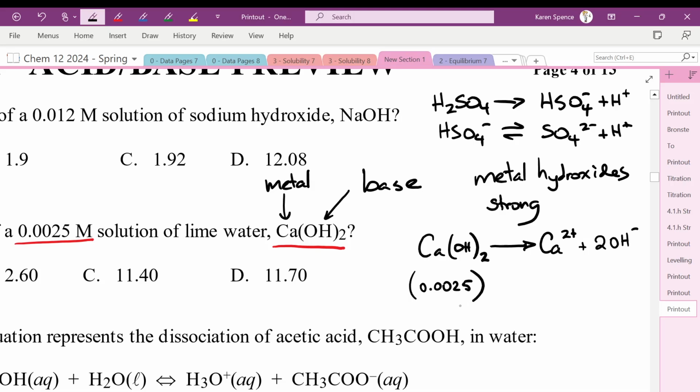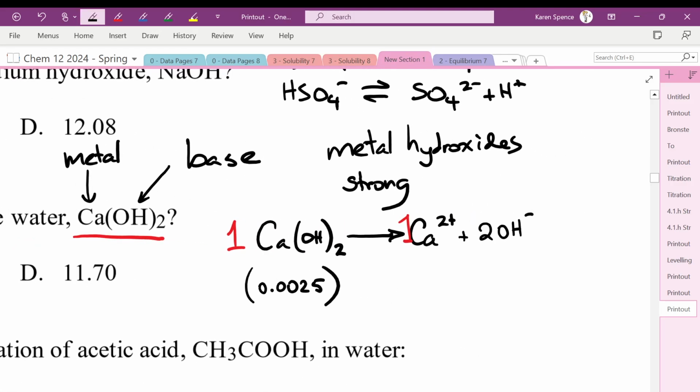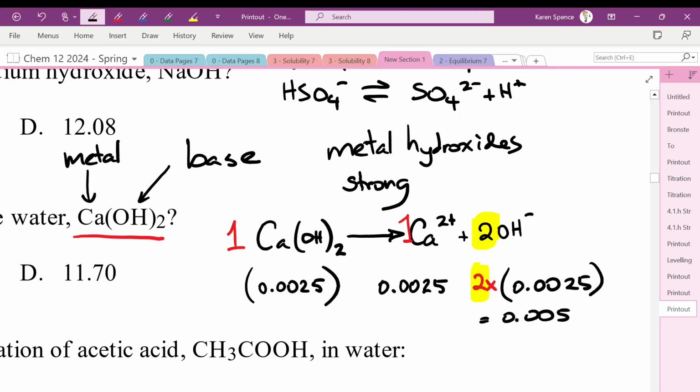So if our concentration of Ca(OH)2 is 0.0025, then the concentration of calcium, we have a 1-to-1 ratio. Concentration of calcium is also going to be 0.0025, but what's going to happen with the concentration of hydroxide? Yeah, we're going to have 2 times 0.0025, and so that will be 0.005.